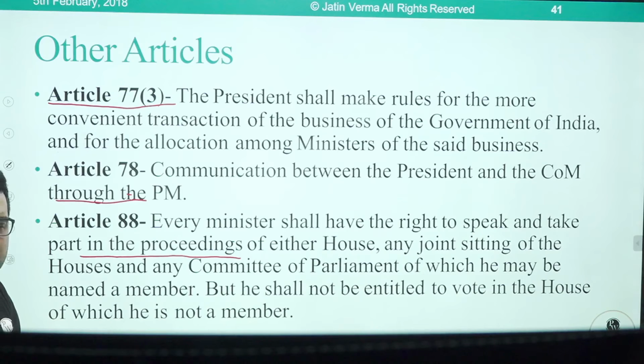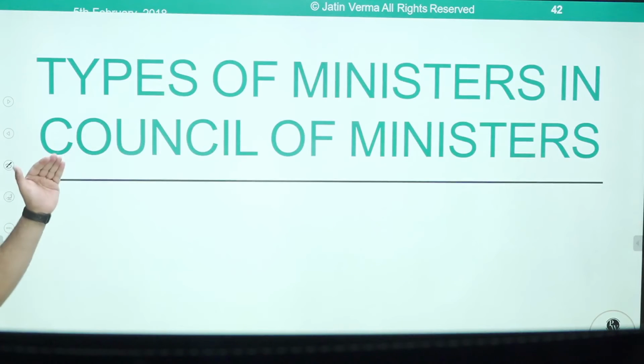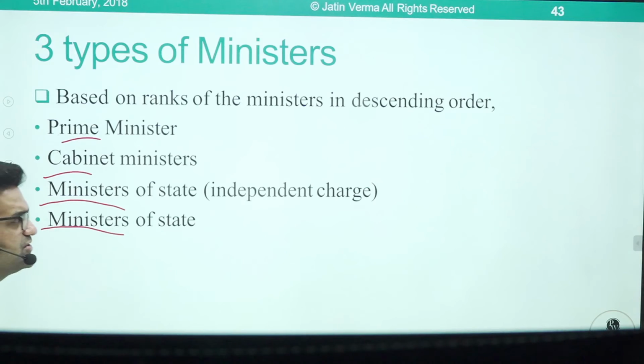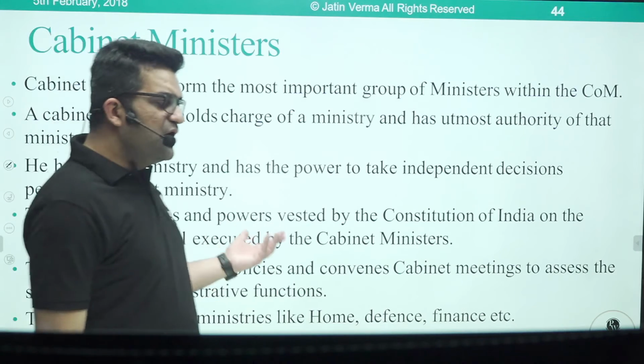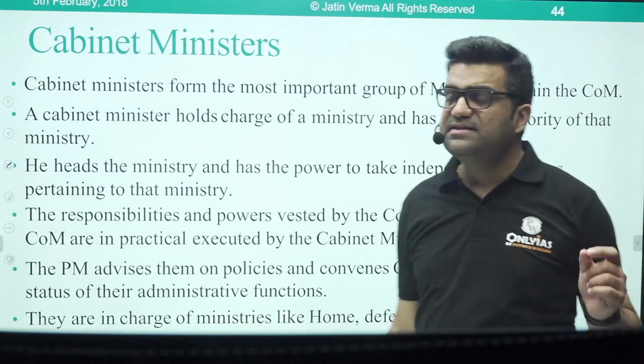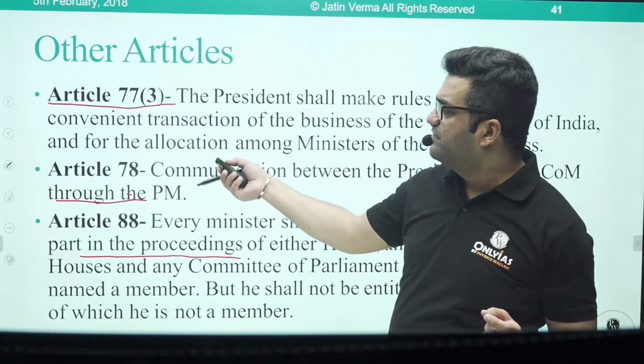Now I ask you a question, joint sitting is held under which article of the constitution? Please do answer. Okay, so types of ministers in the council of ministers, we've talked about it briefly: prime minister, cabinet ministers, ministers of state, minister of state with independent charge. These types of ministers are not given in the constitution. These are given in the rules as drafted and updated under Article 77.